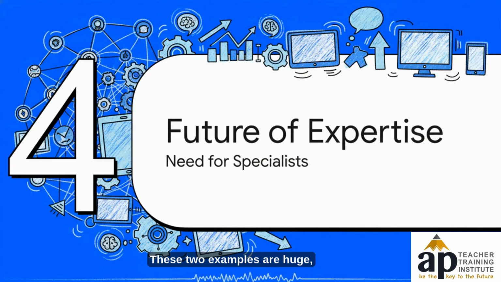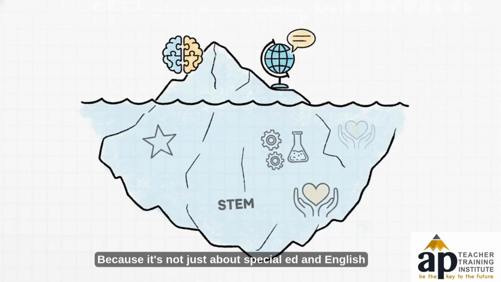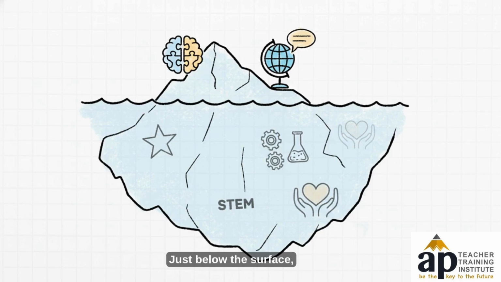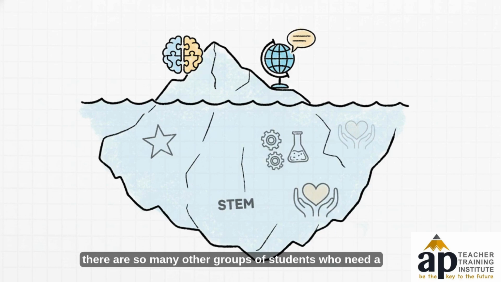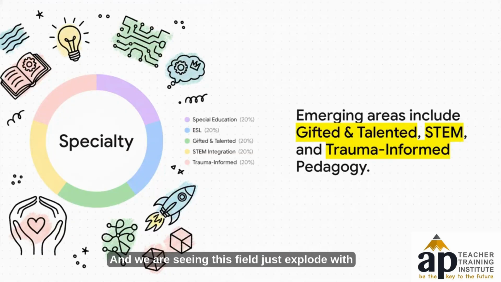These two examples are huge, for sure, but they're really just scratching the surface. The need for this kind of laser-focused expertise is growing fast, and it's literally shaping the future of online education as we speak. Because it's not just about special ed and English learners. That's really just the tip of the iceberg. Just below the surface, there are so many other groups of students who need a specially tailored approach to really succeed online. And we are seeing this field just explode with new specializations.